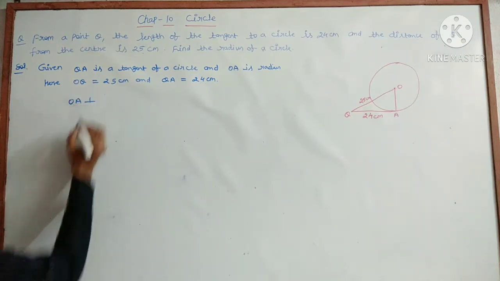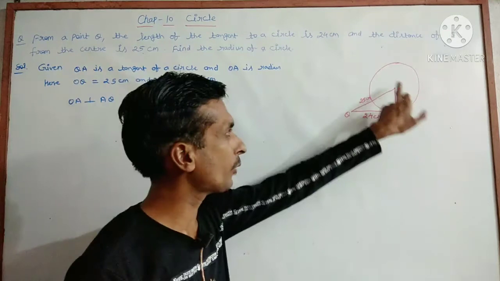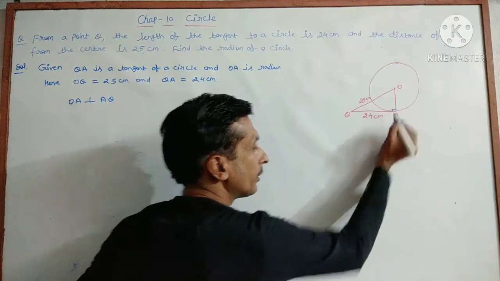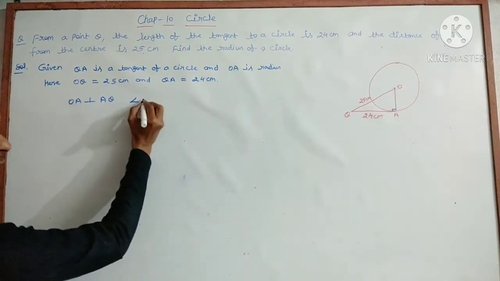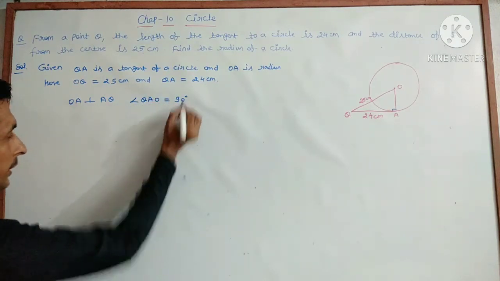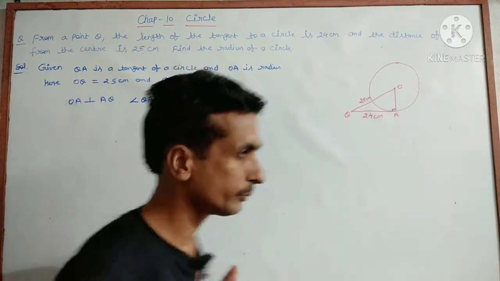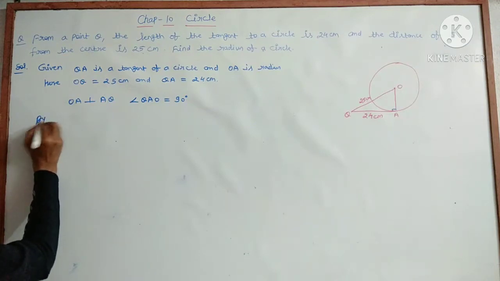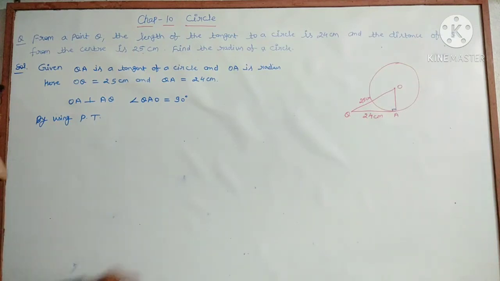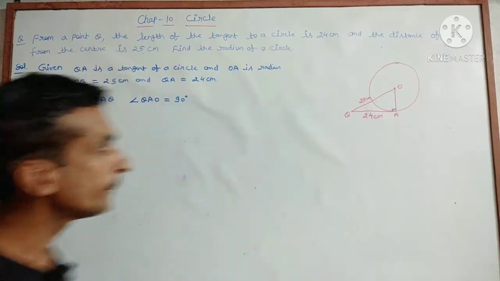Okay, and OA is perpendicular to AQ. You know well, from the center, if you join the point of contact, it makes a right angle. So you can write angle QAO is equal to 90 degrees. So this one is a right angle. So we can apply the Pythagoras theorem here. That means hypotenuse square is equal to perpendicular square plus base square.